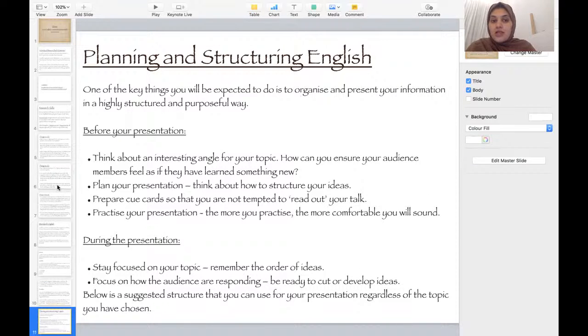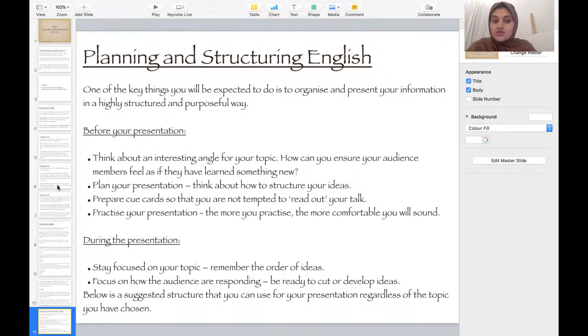Okay, so planning and structuring English. One of the key things you will be expected to do is to organize and present your information in a highly structured and purposeful way. So before your presentation, think about an interesting topic, an angle for your topic. How can you ensure your audience members feel as if they have learned something new? So plan your presentation. Think about how to structure your ideas.